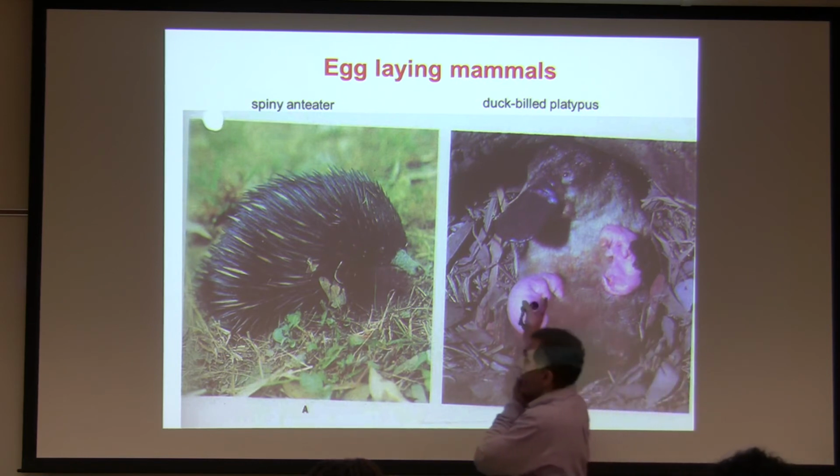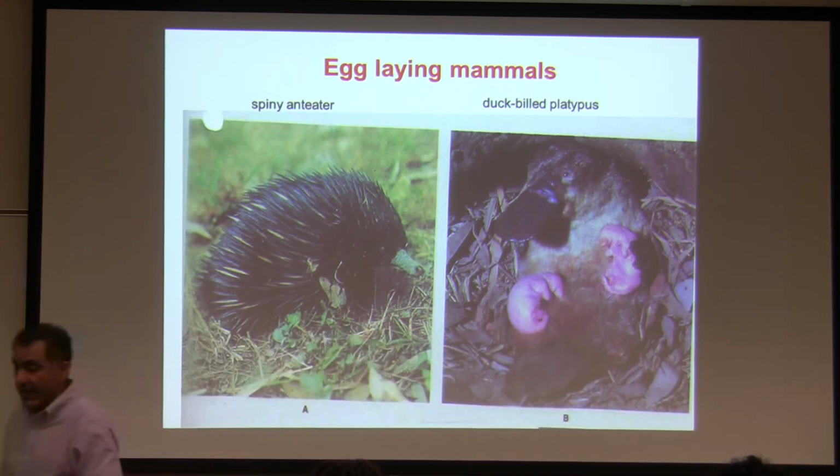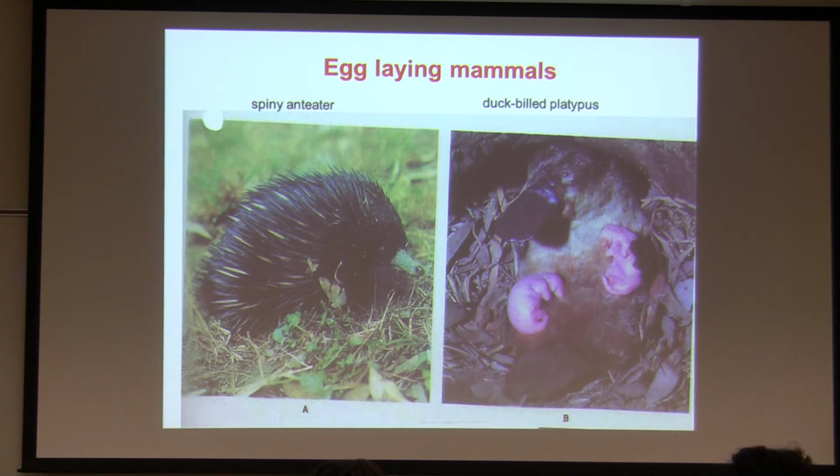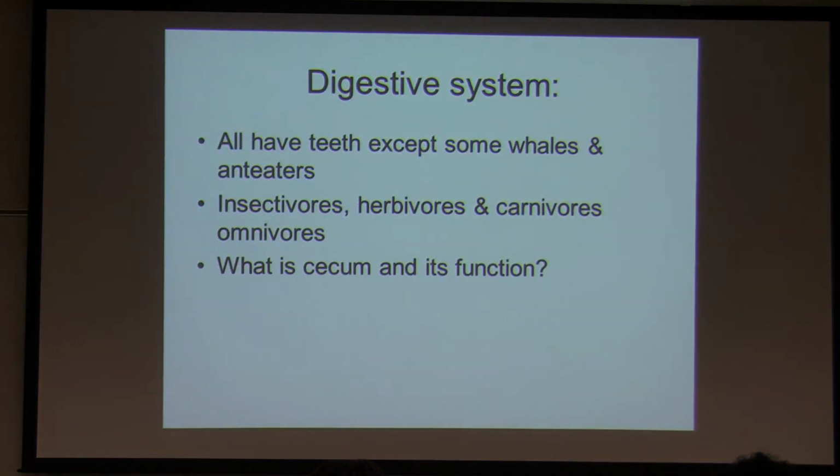Interesting. But anyhow, platypus, they lay eggs, and of course, the spiny anteaters, those two species are the ones that lay eggs. Okay, digestive system, something about the digestive system.